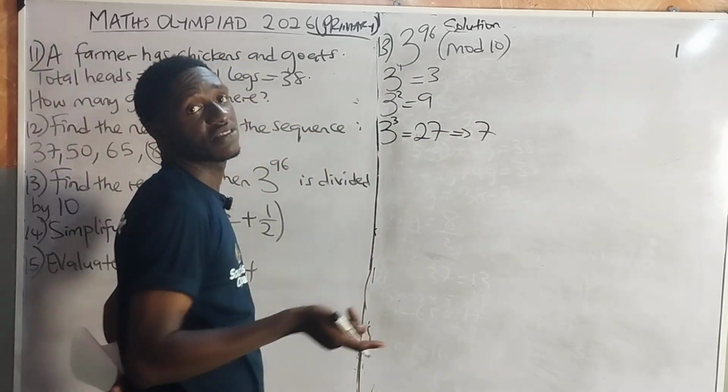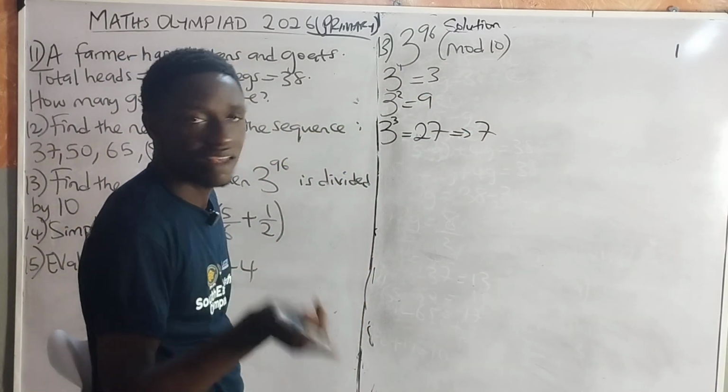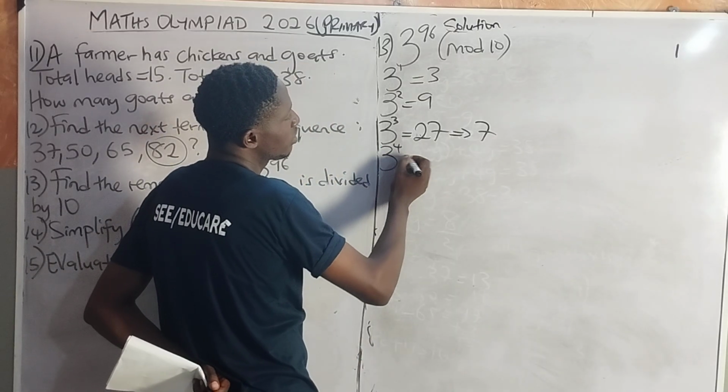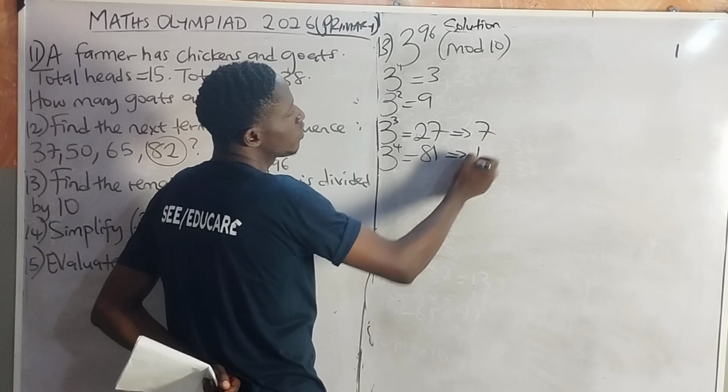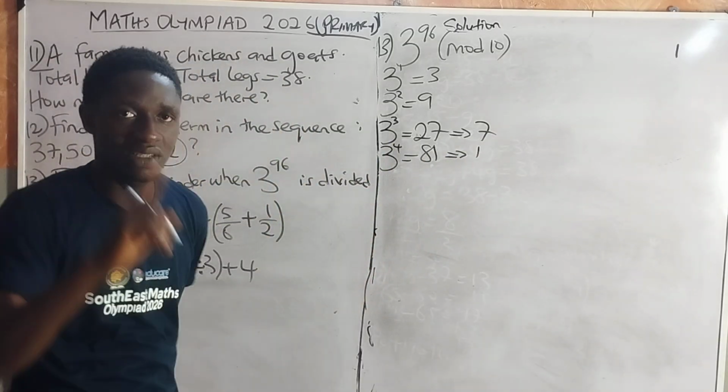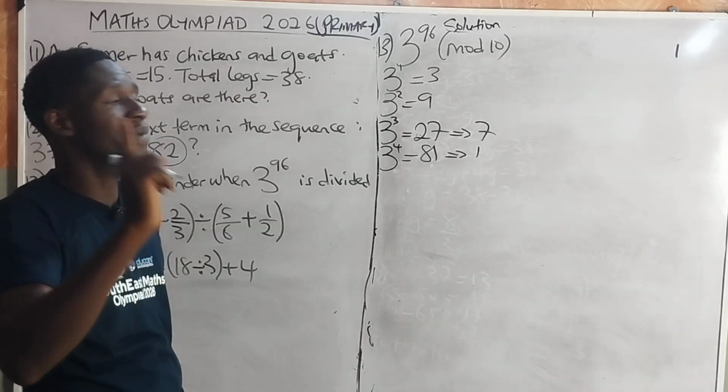Because 10 going into 27 is 2 remainder 7. We are talking about the remainder. Then let's do 3 raised to the power of 4, which is 81, which will give us 1. We are picking the last digit. 10 going into 81 is 8 remainder 1. You are concerned about the remainder.